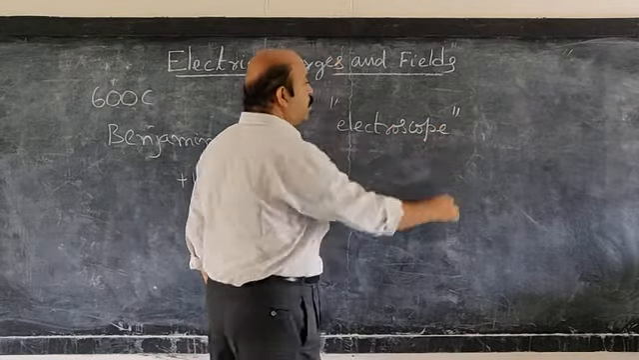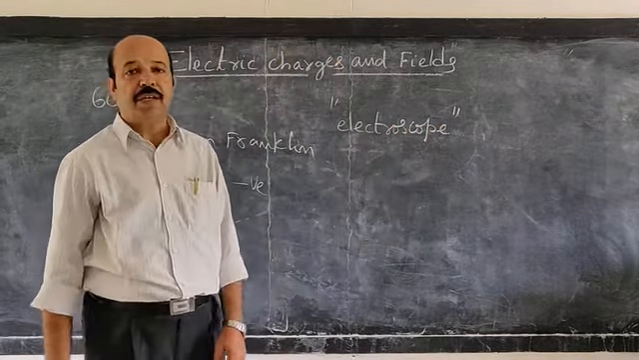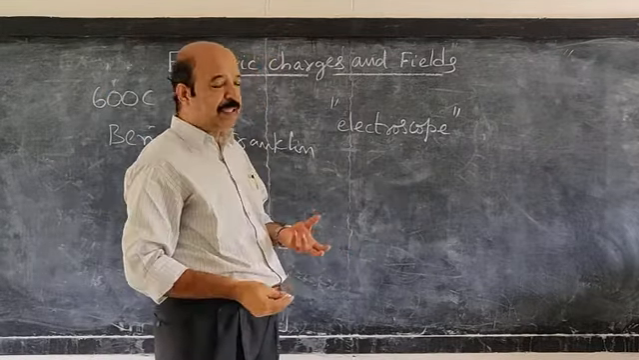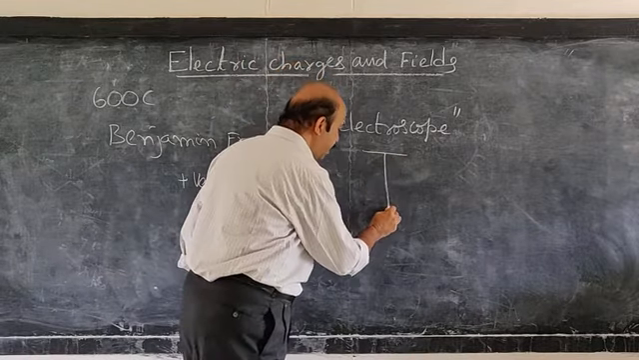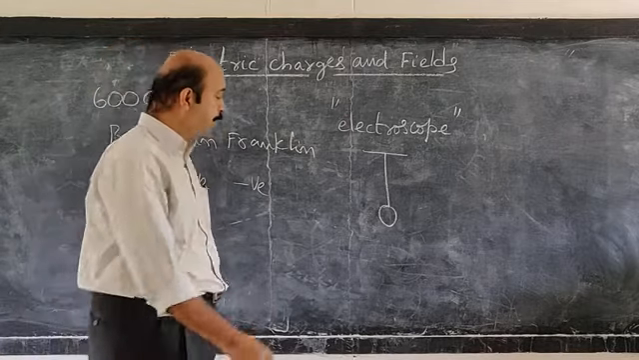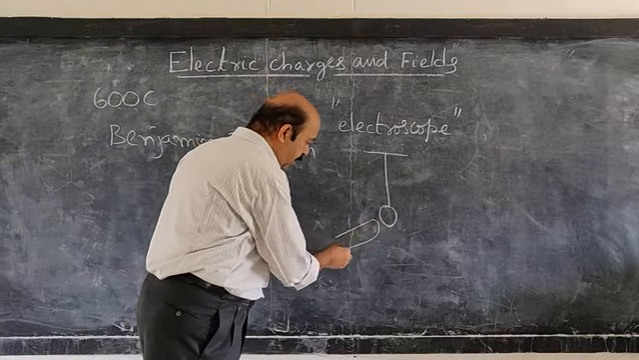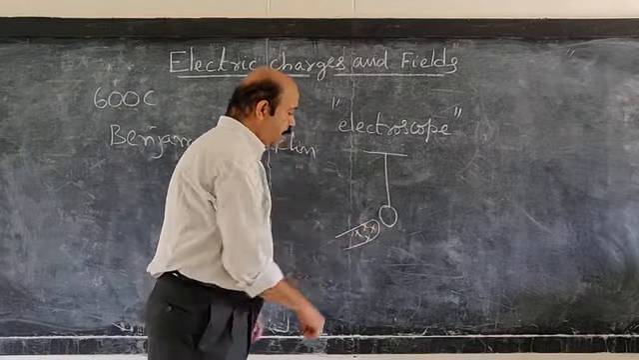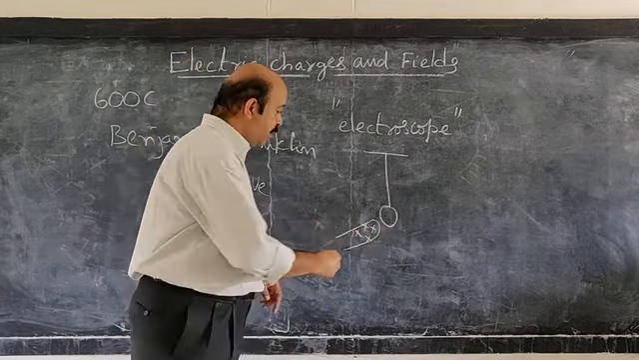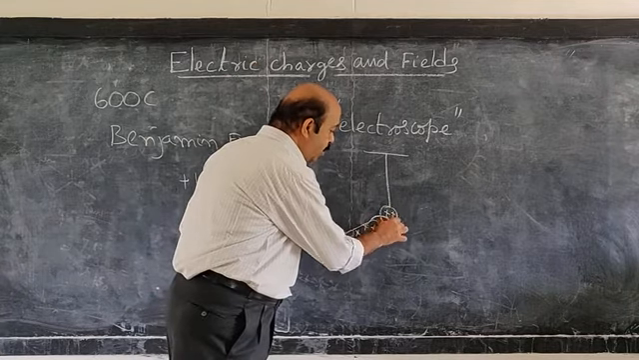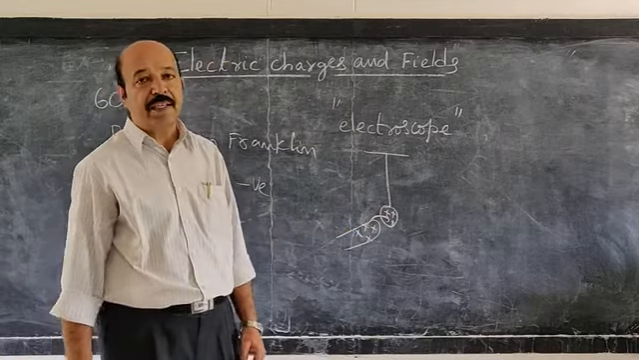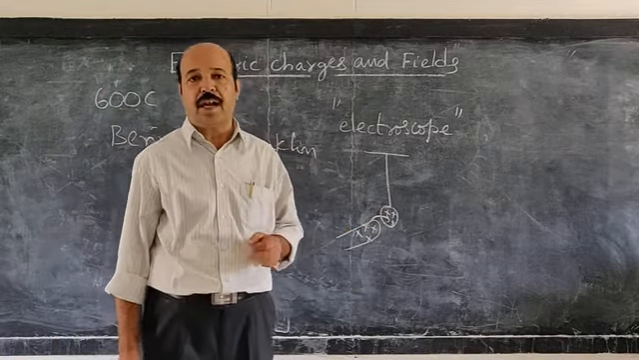Which is used to test the charge on a body. A dried potato called a pith ball, suspended by means of a silk thread, can be used for testing the charge on a body. Suppose a glass rod having some positive charge is brought near the pith ball and touches it, then the charge gets transferred to this body, and it becomes positively charged. Now this can be used for testing whether a body is charged or not.